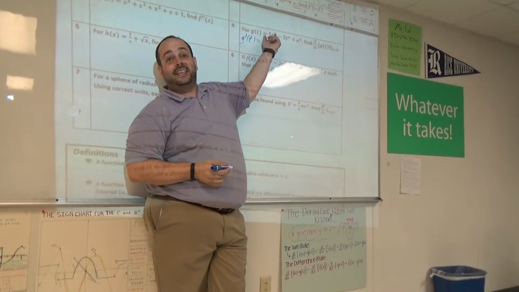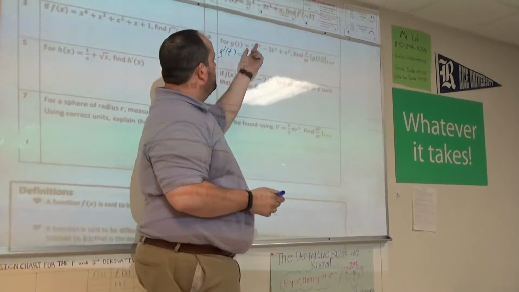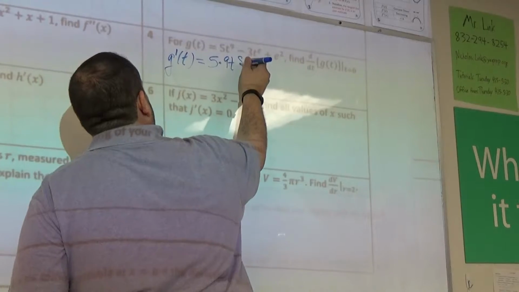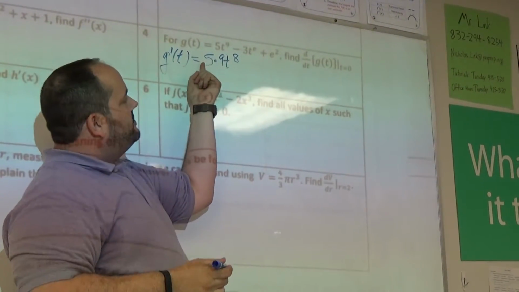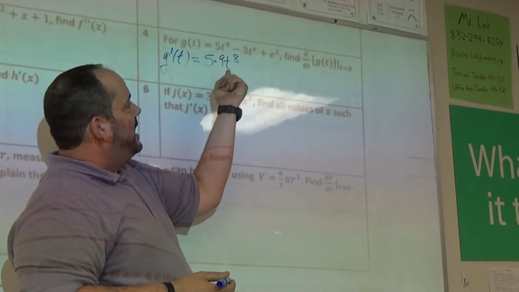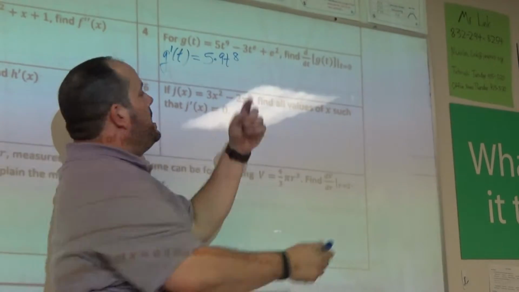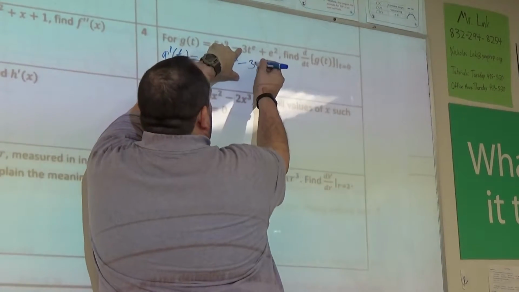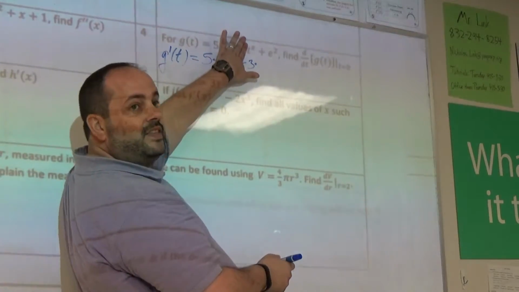I bet we can do this really quick. Derivative of 5t to the 9th: 45t to the 8th. Maybe you went straight to 45t to the 8th, or maybe you said it's 5 times the derivative of t to the 9th, which is 9t to the 8th, minus the derivative of 3t to the e. 3 times take the derivative of t to the e.